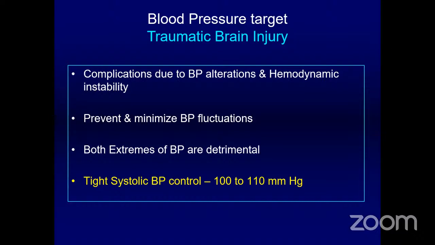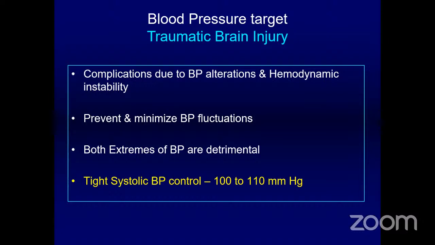And these complications are because of BP alterations and hemodynamic instability. So the purpose of managing this patient is basically to prevent and minimize the BP fluctuation. Now we know both extremes of BP are injurious. We have seen in the initial part, high blood pressure can cause more damage to the brain. The low pressures can indirectly affect the perfusion and can cause further damage to the brain. So I think that's very important.